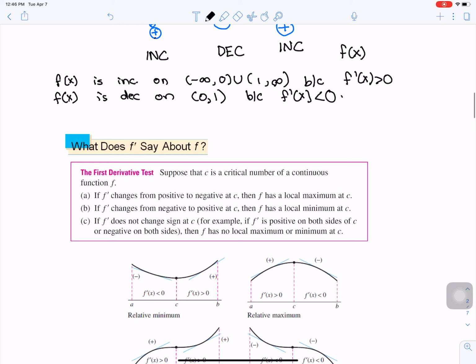So now the first derivative test, this is going to help us identify whether we have local maxes or local mins. So if my derivative changes from positive to negative, that kind of visually looks like a positive slope to a negative slope. We can see that the function is going to have a local maximum. If my derivative changes from negative to positive, then we say that the function has a local minimum. And if it doesn't change signs, then we have no max or no min.